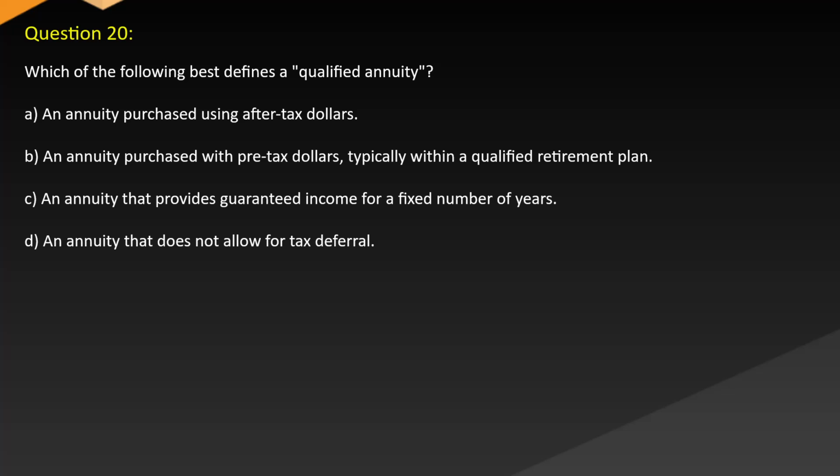Question 20. Which of the following best defines a qualified annuity? A. An annuity purchased using after-tax dollars. B. An annuity purchased with pre-tax dollars, typically within a qualified retirement plan. C. An annuity that provides guaranteed income for a fixed number of years. D. An annuity that does not allow for tax deferral.